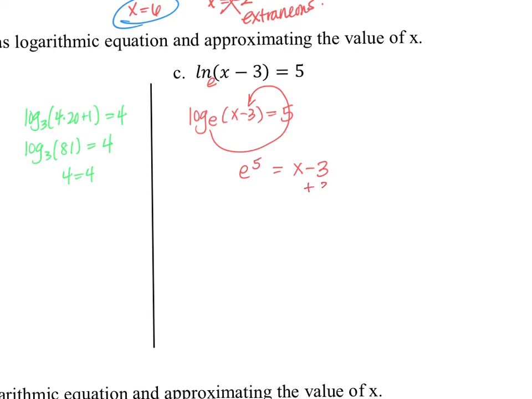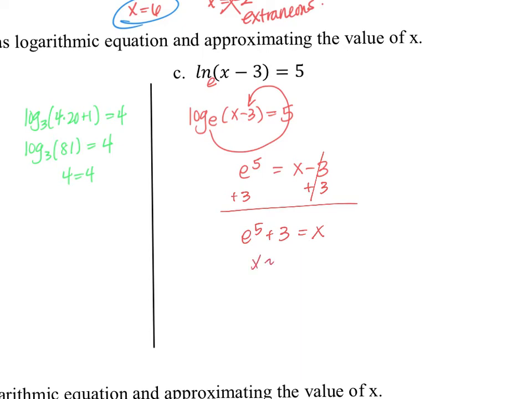So we're still solving for x, so let's add 3 to both sides. Now you have e to the 5th plus 3 is equal to x. That would be your legit answer, your most exact answer. But it did ask us to approximate the value. So into your calculator, you need to put e to the 5 and then plus 3. Make sure that plus 3 is not in your exponent.